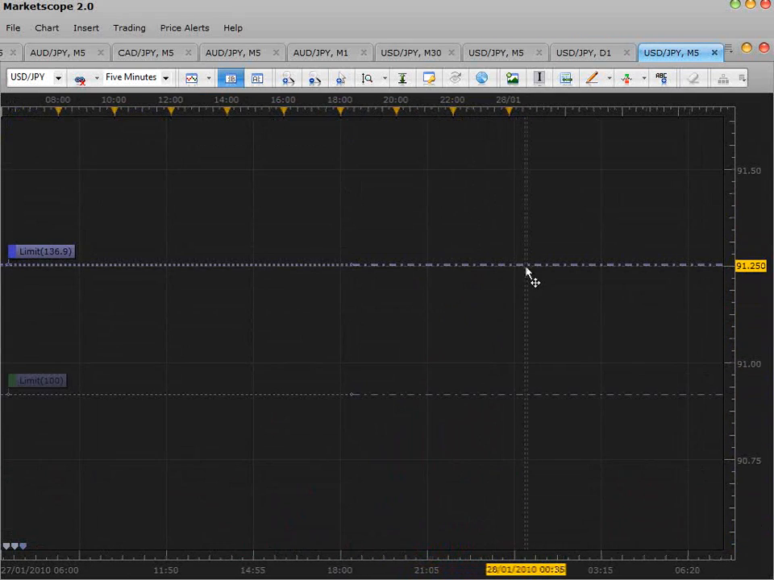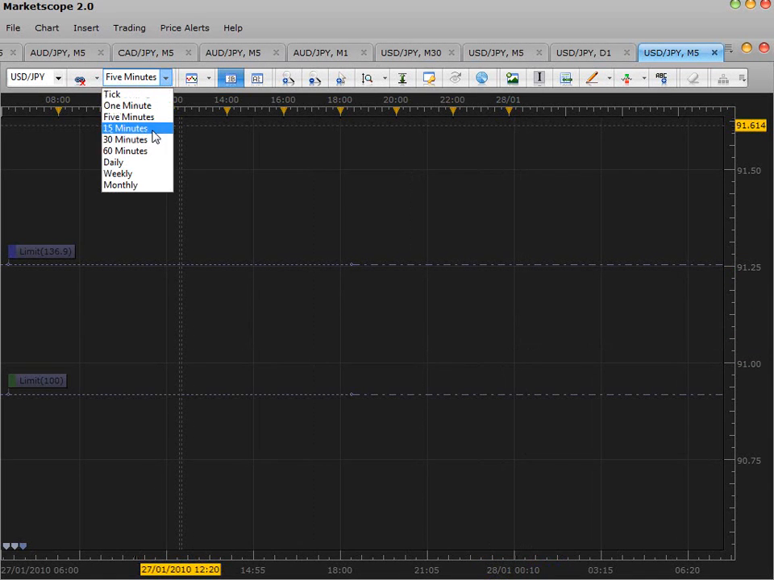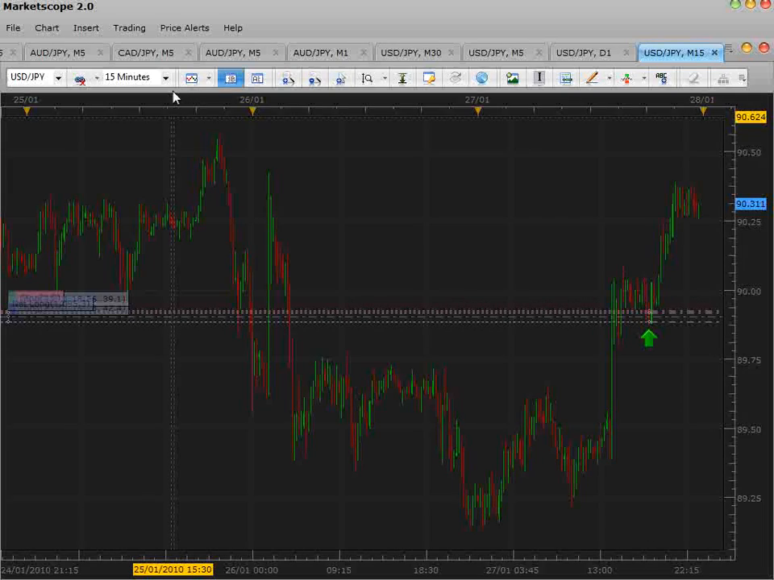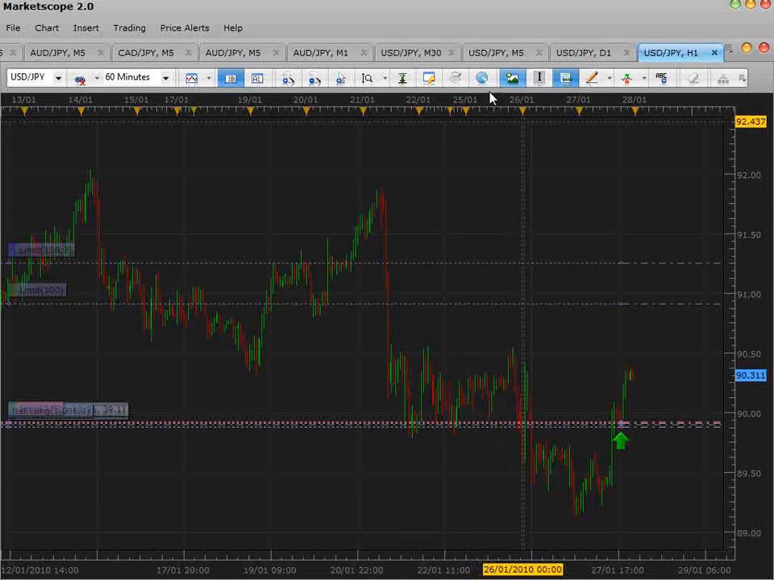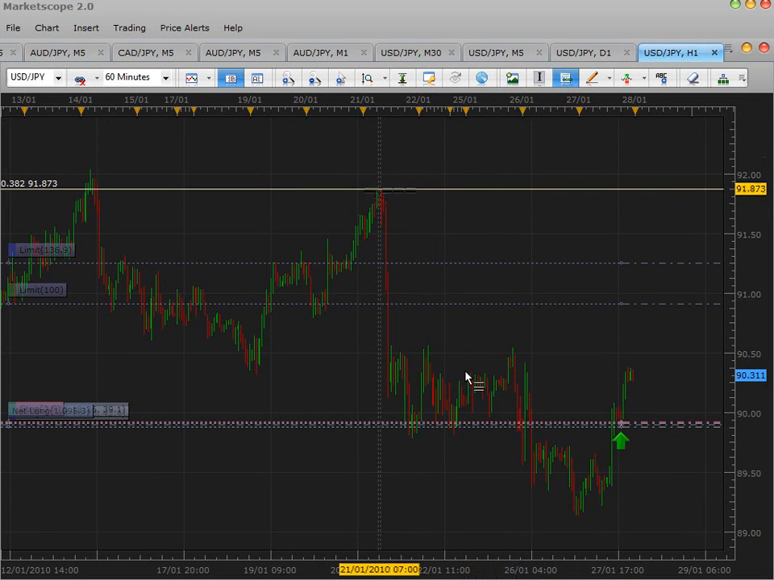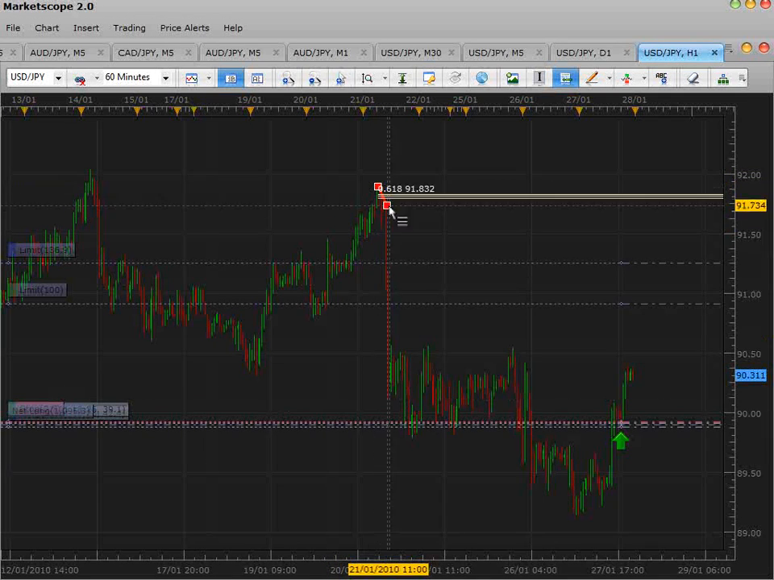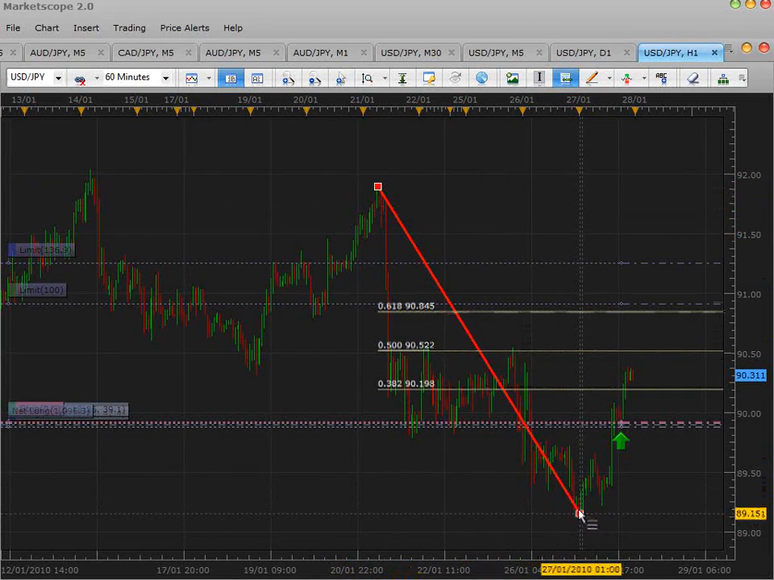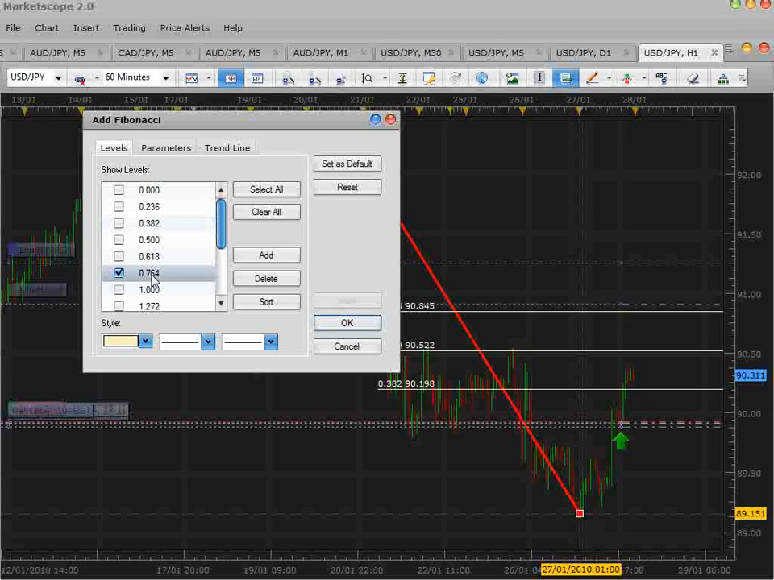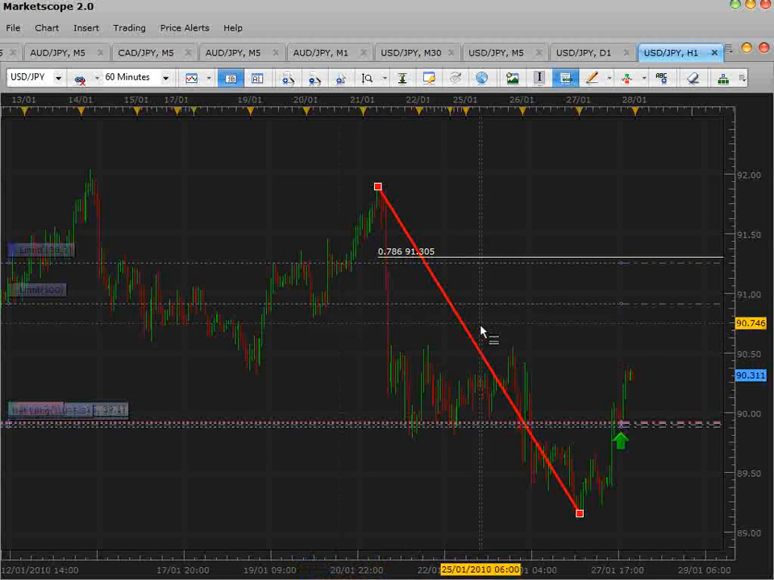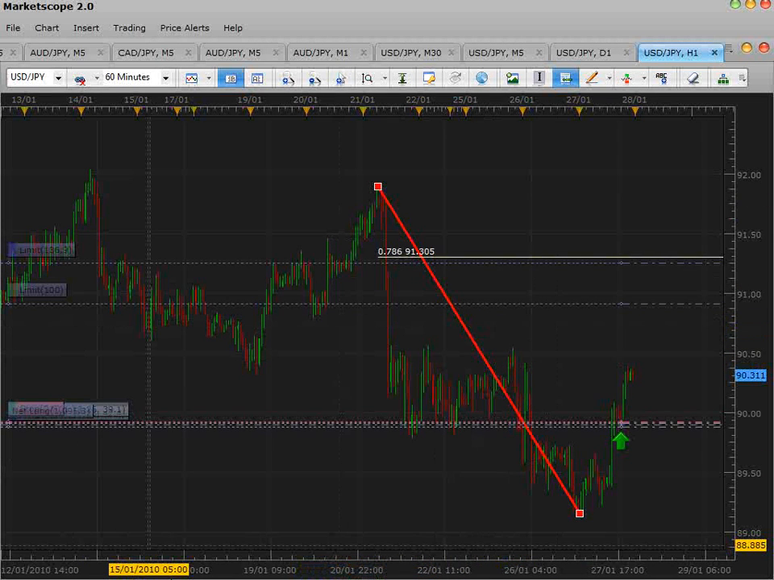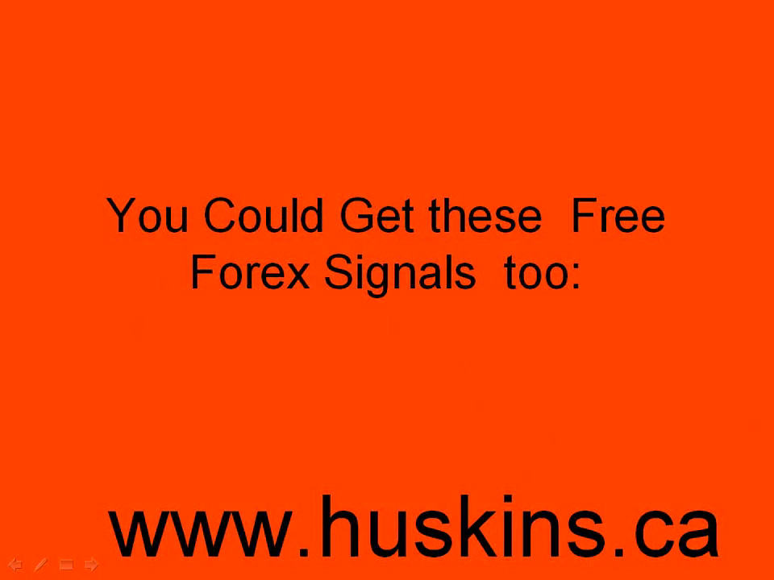I'm targeting 150 pips, and the reason for my 150 pip target is the 0.786 retracement of this entire move. I'll plot the number for you. So if we hit our target, we'll make lots of money. If we do not hit our target and get stopped out, we won't lose any money. I love these kinds of trade setups.